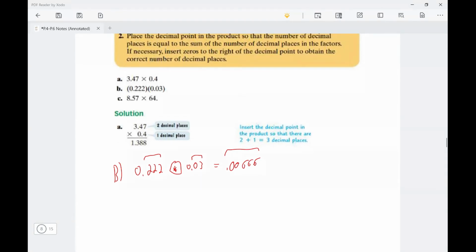For part C, I'm going to do this manually. So if I do this, we would have 8.57 multiplied by 64. And if we multiply this, we should end up with exactly 2 decimal places, because we have 2 in the numerator and 0 in the denominator. Off the top of my head, I don't know what 857 multiplied by 64 is, so again, we could use the calculator for this. And if you do, you get 548.48.